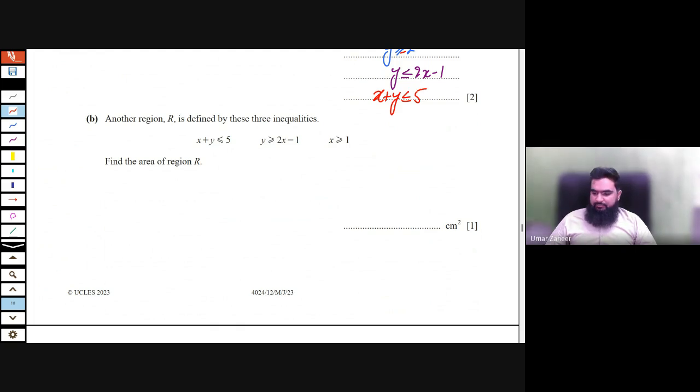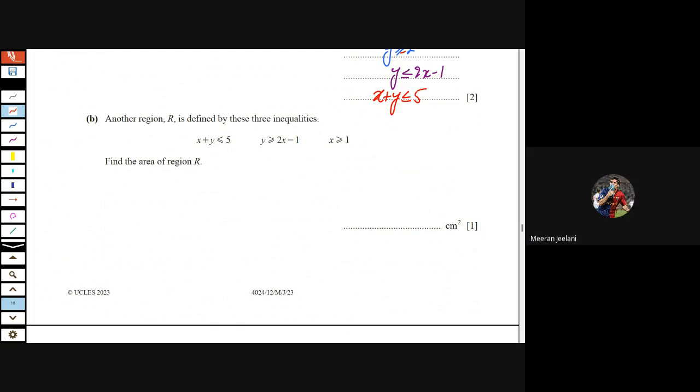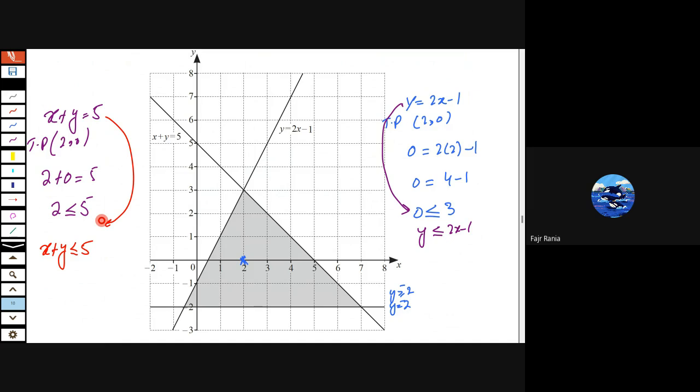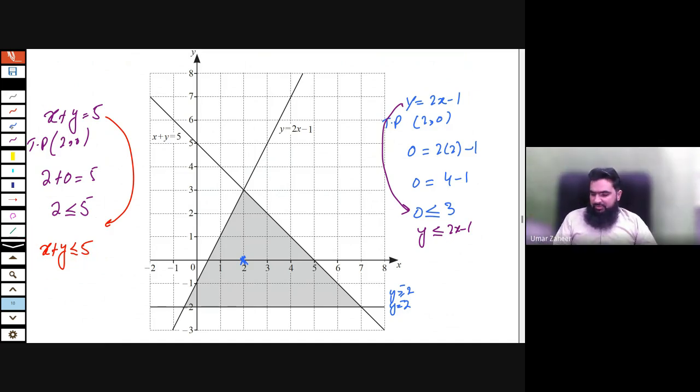Yes, sir. Any question? Can you explain again how you find the last inequality? I have to choose a test point. The test point is 2 comma 0. I have to substitute these points here. x is 2, y is 0. You will get 2 is less than 5. This means that I need to substitute a less than or equal to sign here. So we'll get the inequality. Clear? Yes, sir.